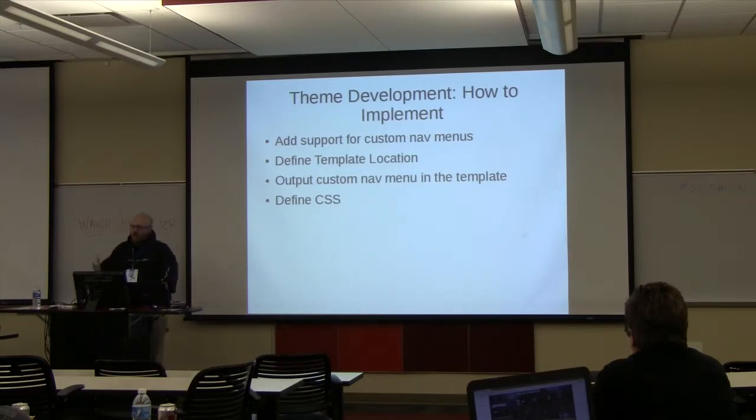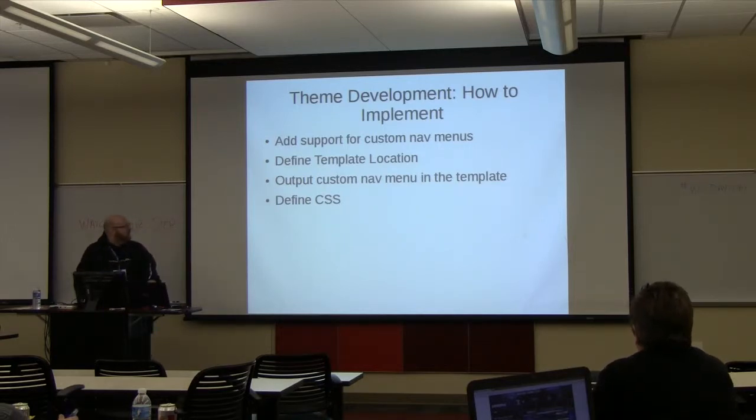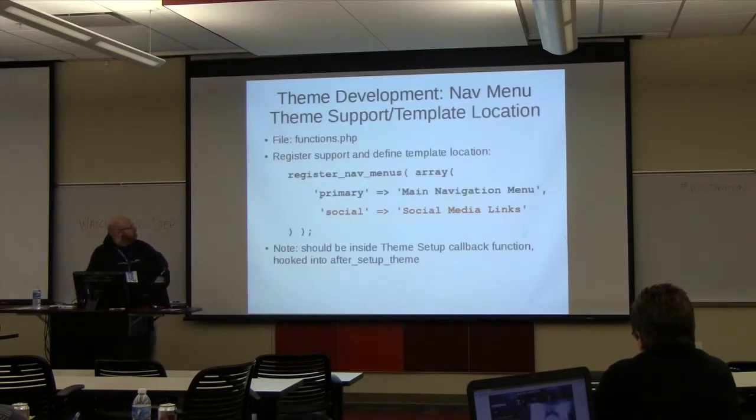So let's talk about how you'd incorporate it into a theme that you're developing. The first thing you do is add support for custom nav menus, which most themes already do, which would then mean you just need to define the template location for your social menu, output it in the template, and write the style, which is basically the same thing you do for any other implementation right now. So there's really not a whole lot changing. So the first part is registering support.